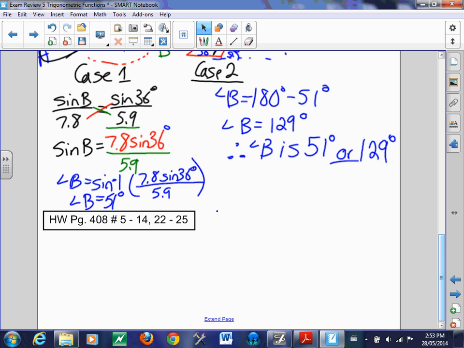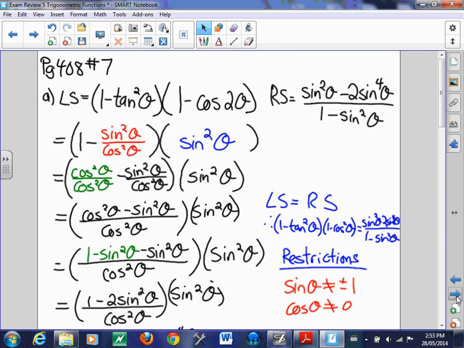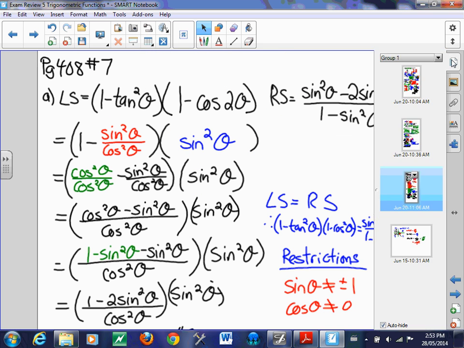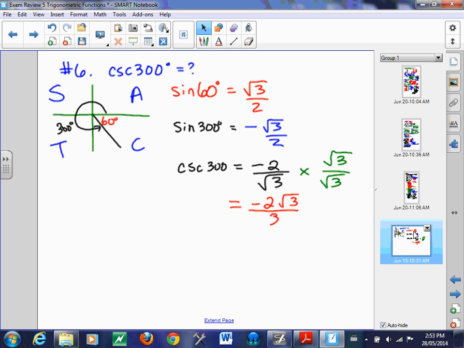All right, folks, here's your homework, page 408, numbers 5 to 14, 22 to 25. And again, on the next page, I got some solutions here for you if you need any help with that. And I've got another example there on the last page as well.